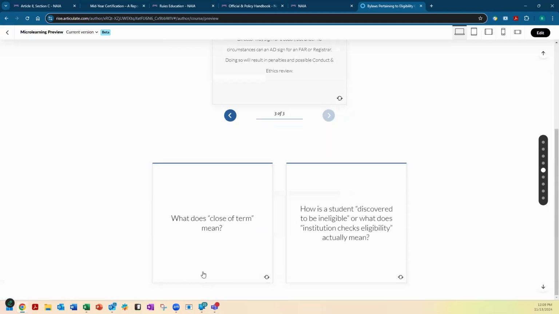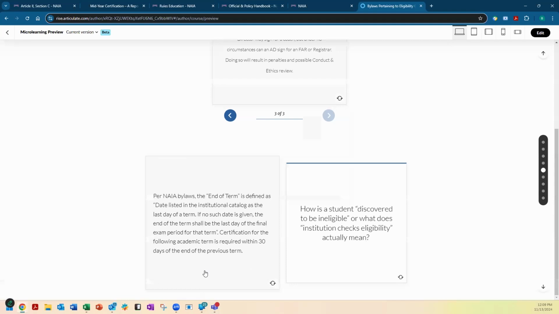Okay, next step. So we're going to go back to that ruling of 30 days from close of term. So I want to remind you of what close of term means. It is the date listed on the institutional catalog as the last day of term. If no such date is given, the end of the term shall be the last day of the final exam period for that term. So certification for the following academic term is required within 30 days of the end of this previous term.